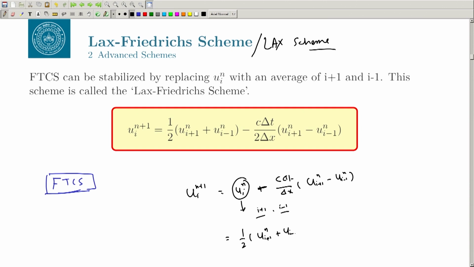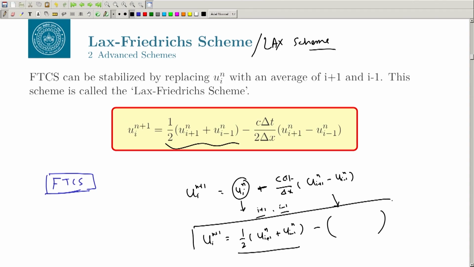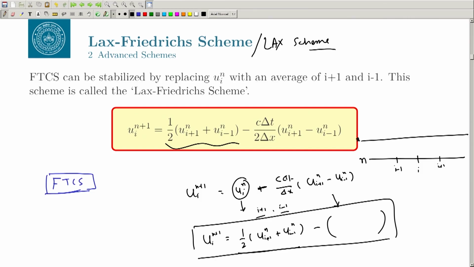So, the scheme will be u_{i+1} and u_{i-1}. This is what we are replacing the first term with, and the rest all remains the same as this one, and this gives you u_i^{n+1}. So, what are the nodes that are participating in the calculation of u_i^{n+1}? If you make our nodes, this is i plus 1, this is i minus 1, this is n, and we are jumping to n plus 1, calculating at n plus 1.